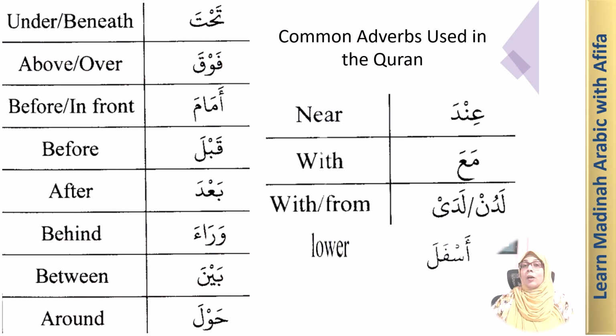Now let's look at a common vocabulary list for adverbs used in the Quran. We looked at some of these last time also. The first one is tahta. It means under, beneath. The next is fawqa. It means above or over. Amama. It means before or in front. Qabla. It means before. Ba'da is after. And then wara'a. It is behind.